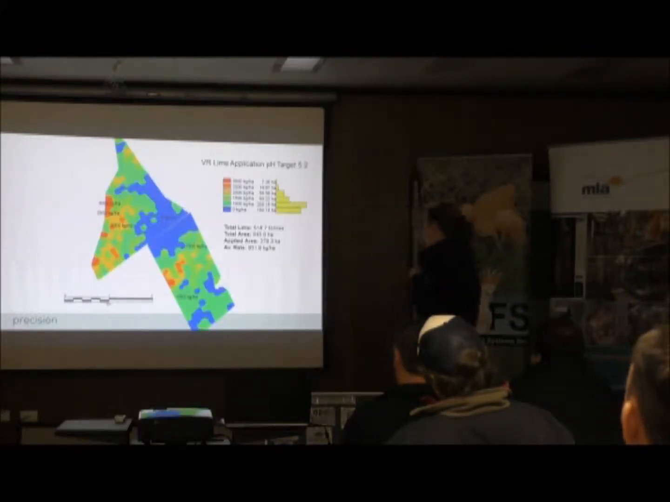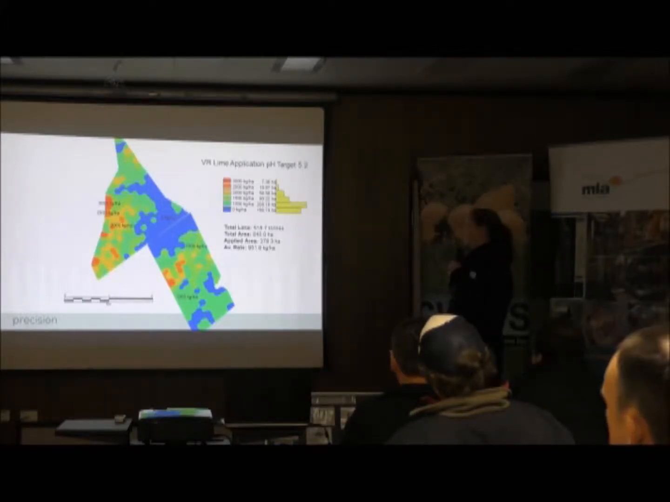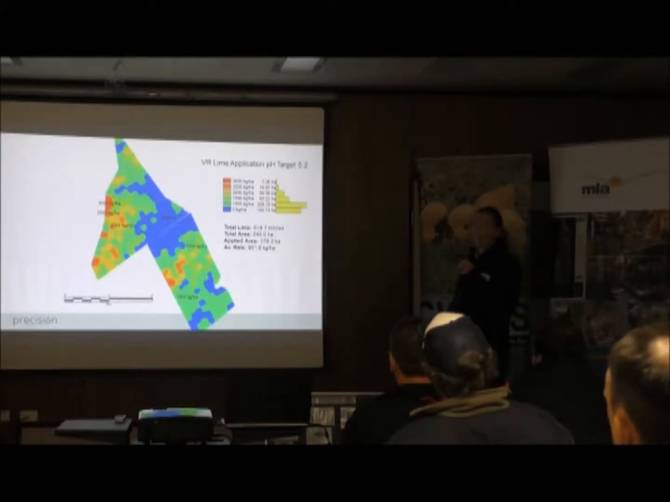So what we do is we take this through to an application map. To do that we need to know a few things. We look at our lime source, so you're fortunate here to be quite close to Parks, which is quite a good high quality pit, with about 95% neutralising value.